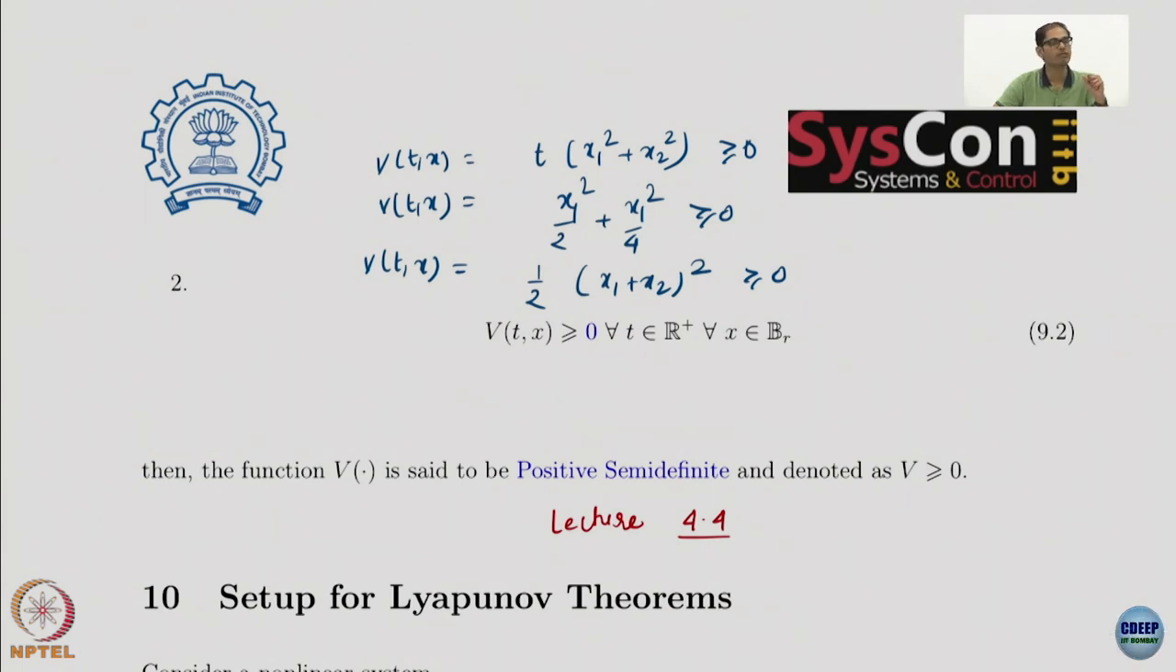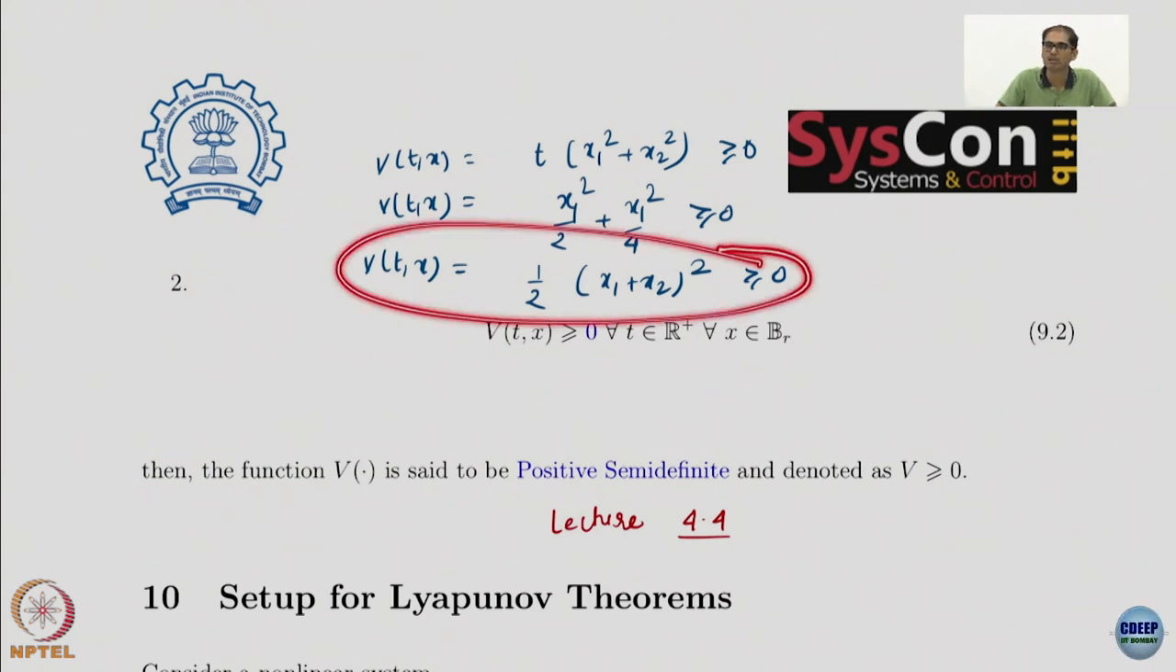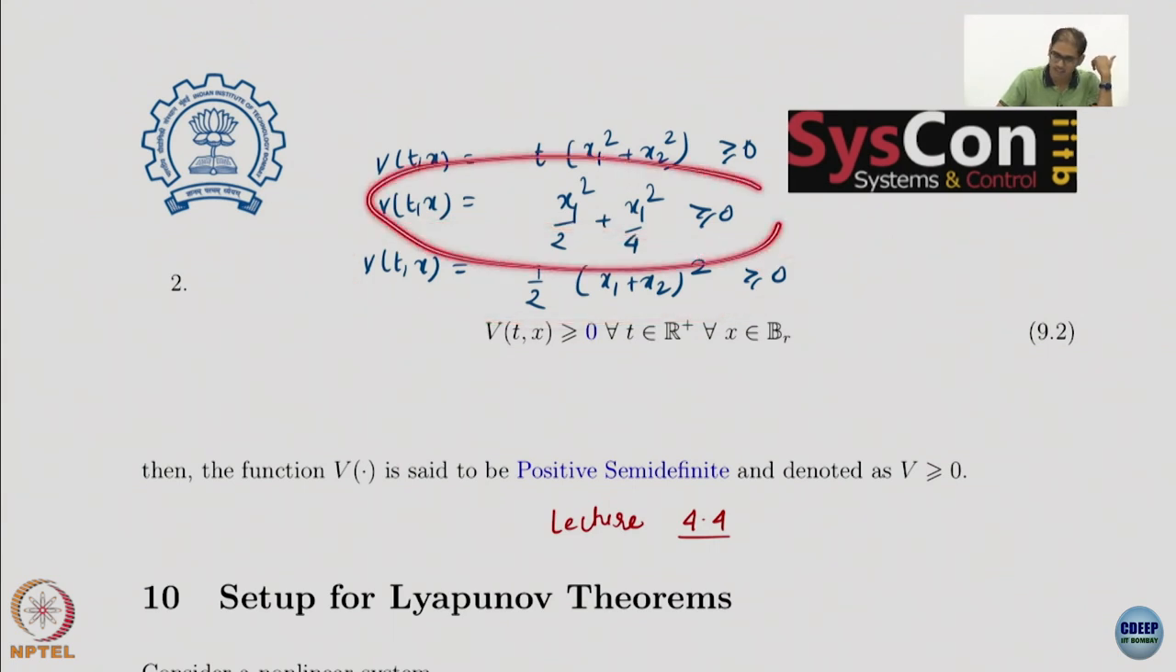Now, if I talk about V inverse of 0, in a positive definite function, when I say V inverse of 0, what comes to your mind? 0, state 0. But if I look at a semi-definite function, V inverse of 0 is what? A straight line. Again, the y-axis, right? All possible infinitely many states come to mind.